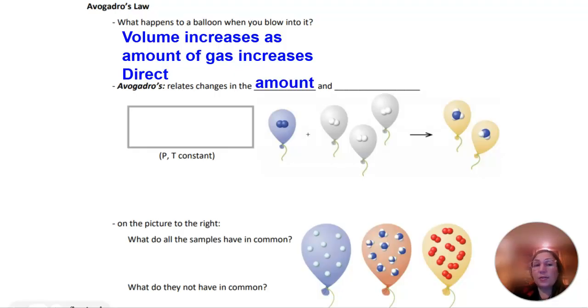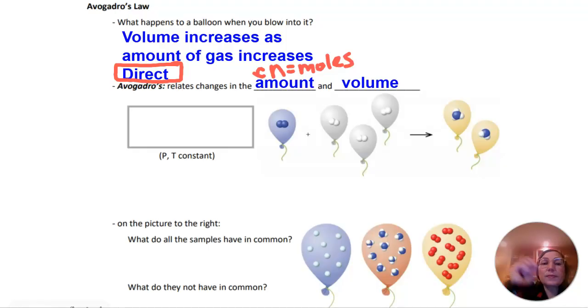So Avogadro's law is going to relate the amount of gas, n, and the volume. And remember that amount could be n or moles, right? And this is when you're keeping pressure and temperature constant. So this is another direct relationship. So really all the relationships were direct except Boyle's law, pressure and volume. That's the only indirect relationship here in the gas laws. So this one's n1 over V1 equals n2 over V2.